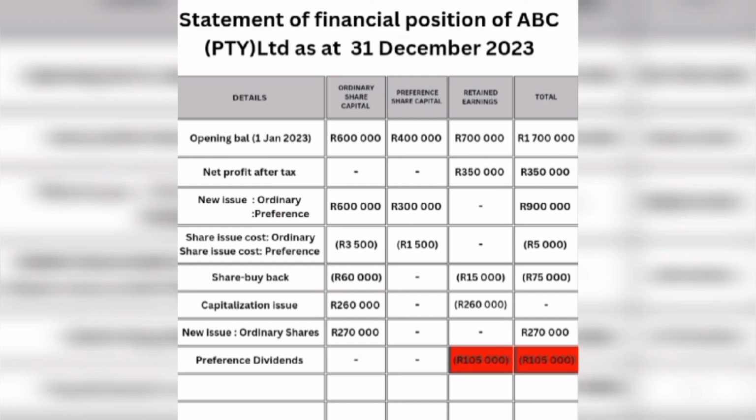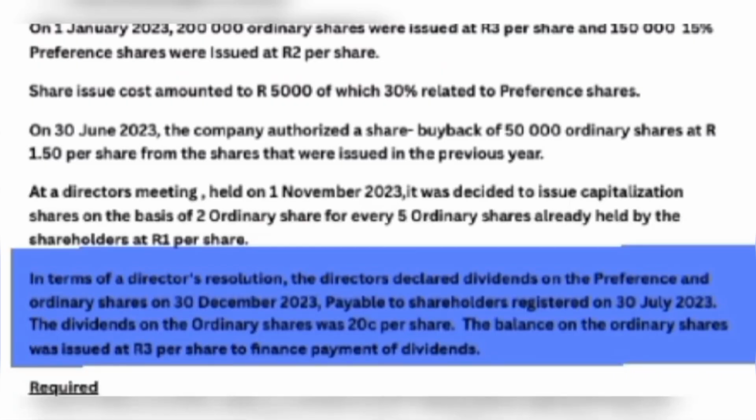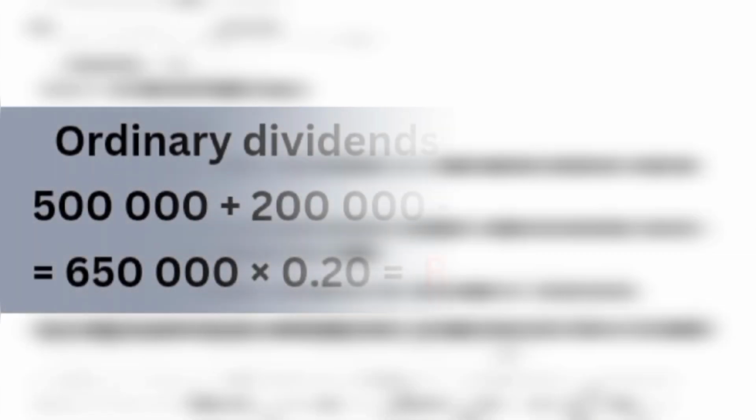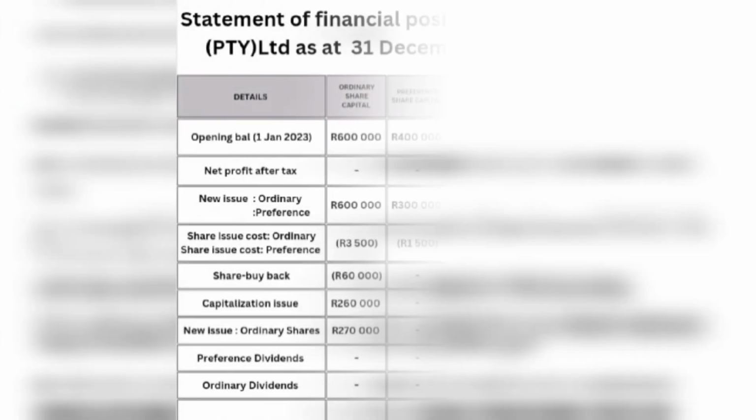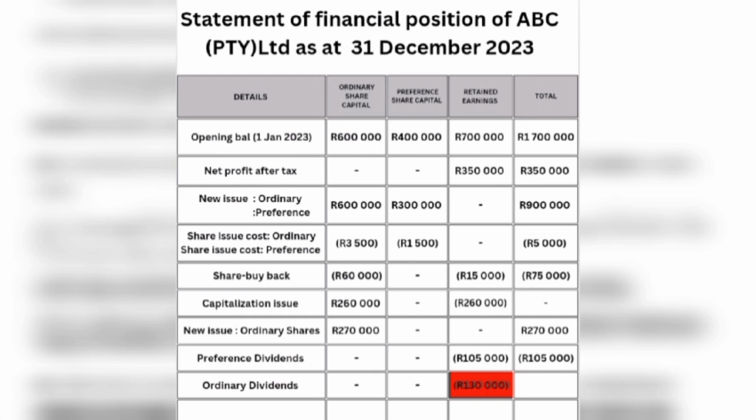We then move forward and calculate ordinary dividends. Ordinary dividends are payable on 30 July 2023, which is before the capitalization issue. So remember, before the capitalization issue, we had 650,000 ordinary shares. You take these 650,000 ordinary shares times 20 cents per share, which gives us 130,000, which is our ordinary dividends. You record this under your retained earnings, and also record this 130,000 under your total column and put brackets.